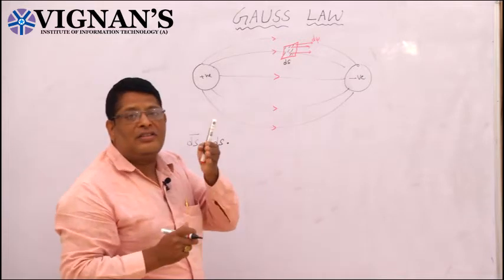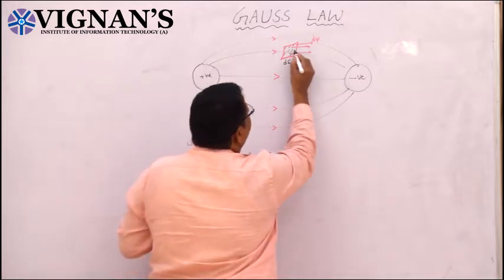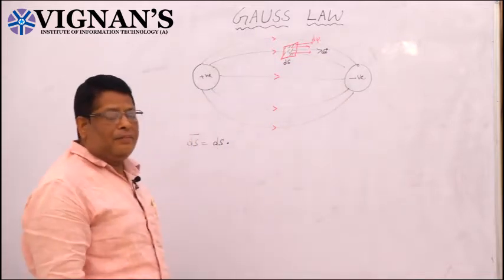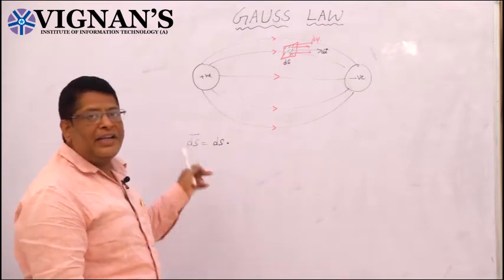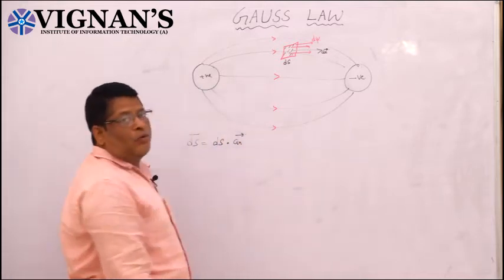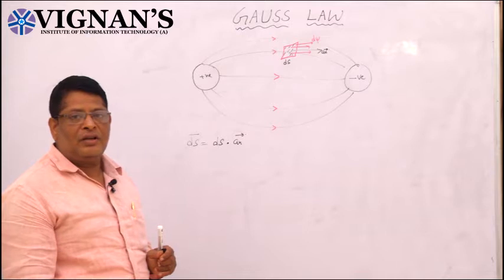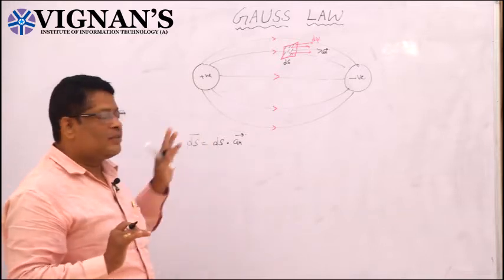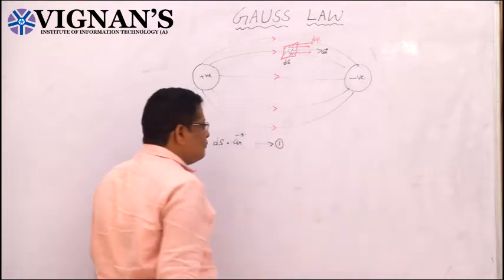Suppose this is the surface area. What is the perpendicular? This is the perpendicular. The perpendicular unit vector here we have taken as a_n bar. Now we write dS bar equals dS into a_n bar. It is a vector quantity. Up to here, we have taken the surface area and the flux, and we are representing this as a vector quantity. Take it as equation 1.